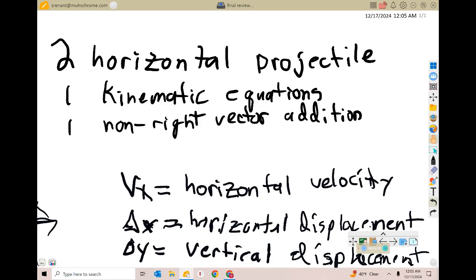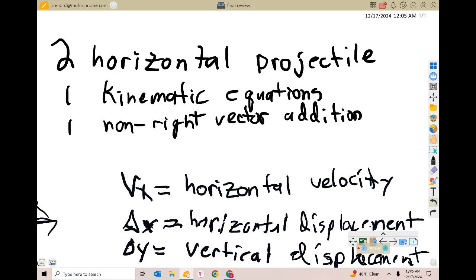Why? Because I really want to know that you know how to do the work. It's not just about being able to repeat keywords and stuff like that. It's about actually knowing what you're doing. Sorry about the voice. It's a little scratchy. Two horizontal projectiles, one kinematic equation, one non-right vector addition. That's how this is going to break down.